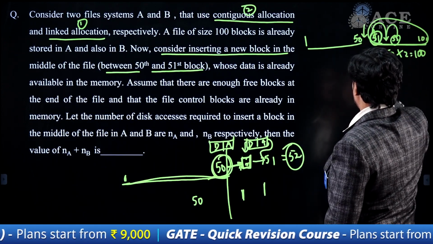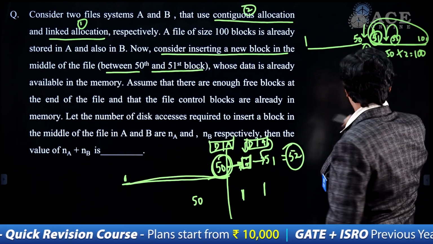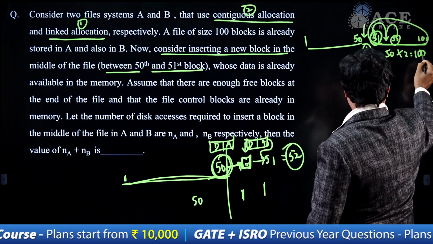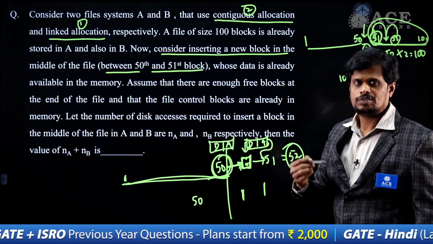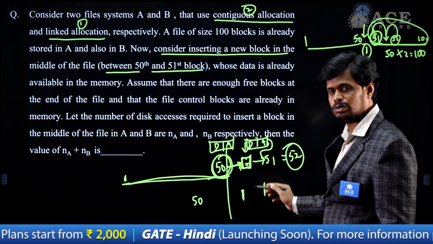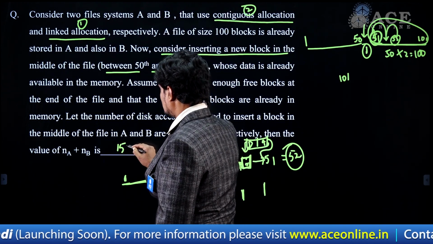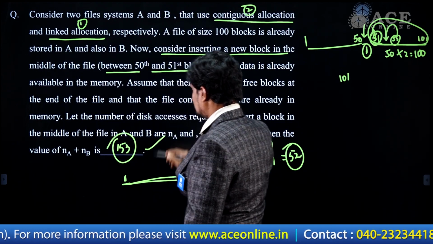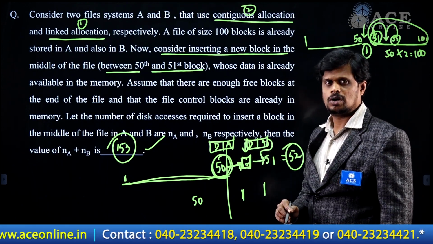For the new disk block we are inserting, there is one disk access. So 100 plus 1, a total of 101 disk accesses are required for contiguous allocation, and for linked allocation you required 52. So 101 plus 52 is going to be 153. 153 is the answer for this question. I hope you are clear with the explanation of this. Okay, thank you.